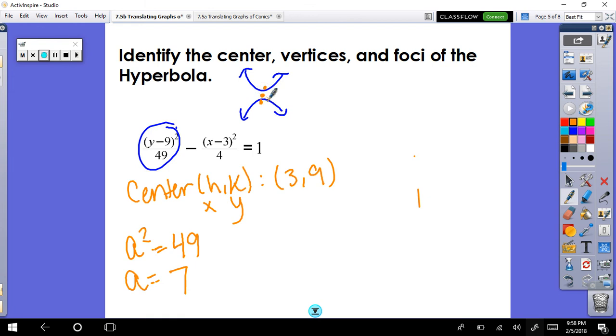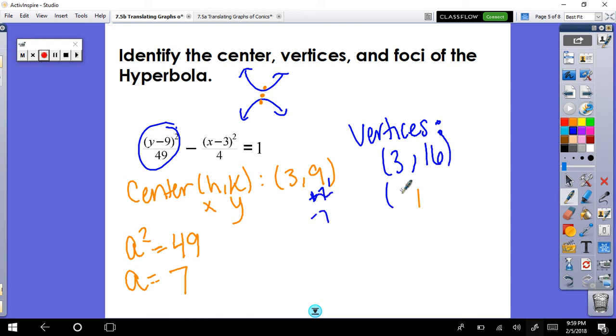that center point. And that's just kind of nice to imagine, because when finding the vertices, you are going up 7 from the y coordinate. So it'll be (3, 16), and then down 7 from the y coordinate, and it'll be (3, 2), since 9 minus 7 is 2. So those will be the vertices, from the center up and down 7.